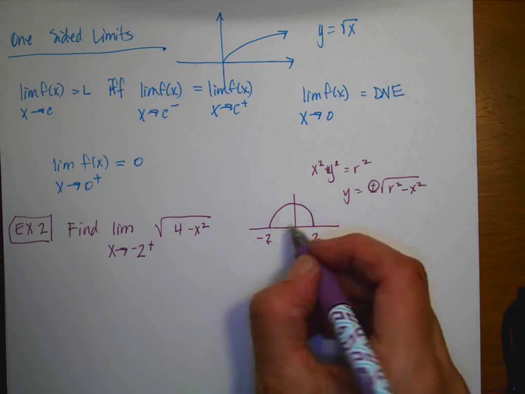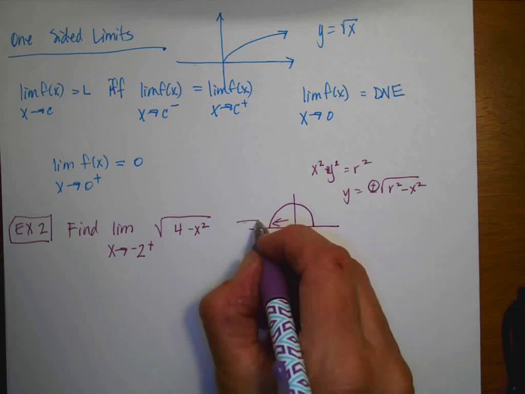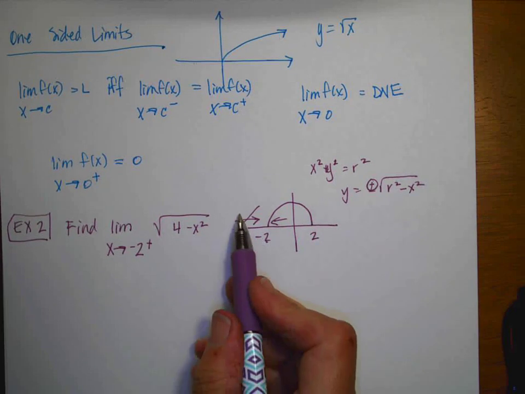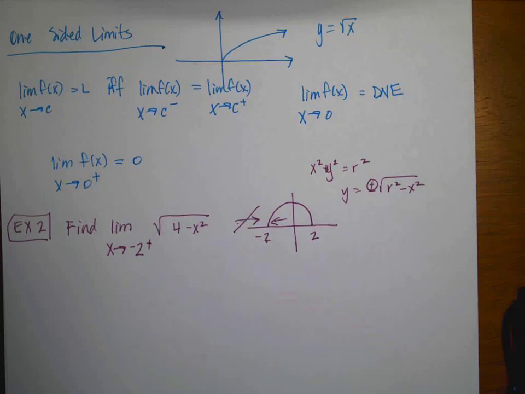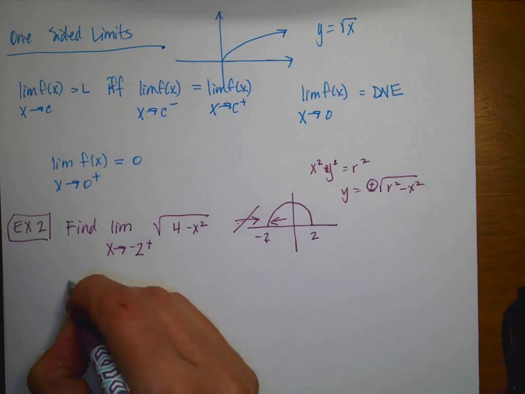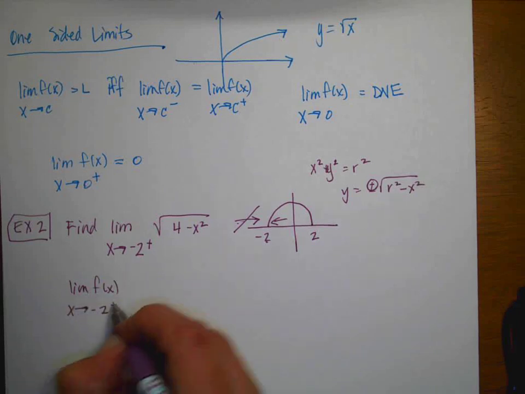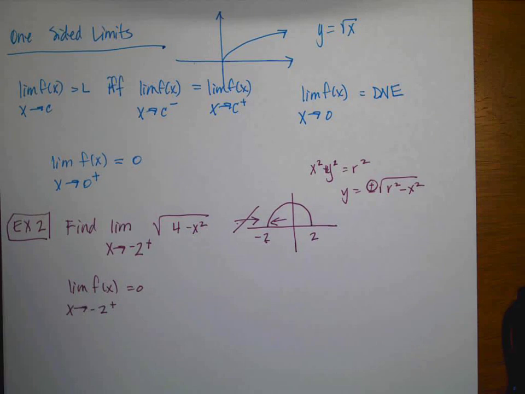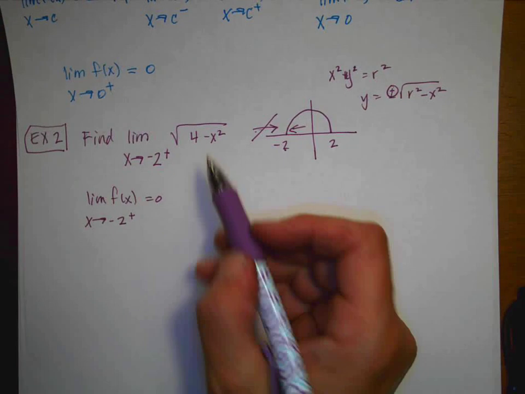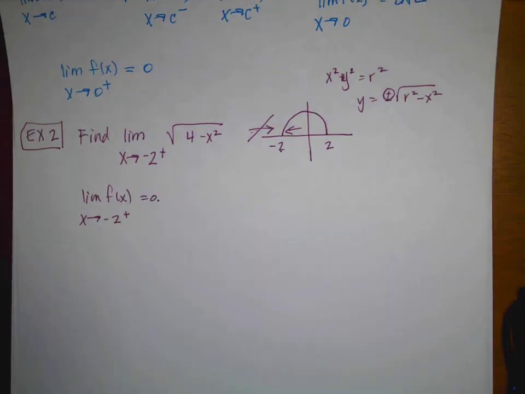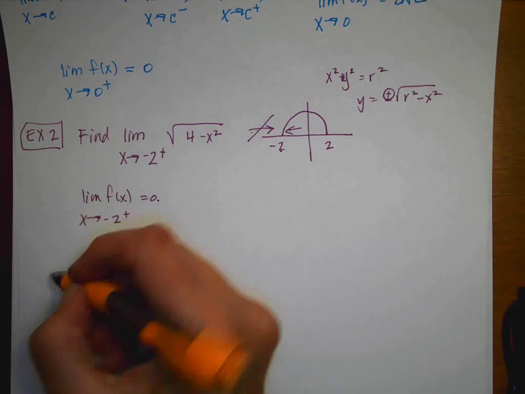Well, if I approach negative 2, I can come in from the right. I cannot come in from the left because there's no left-hand side of the graph. And so the only thing that I can talk about is the right-hand side. So then I would say the limit of this function as x approaches negative 2 from the right is equal to 0. So that's actually kind of easy. And I just did that with direct substitution. I also know what the graph looks like, so this was an easy value to come up with.